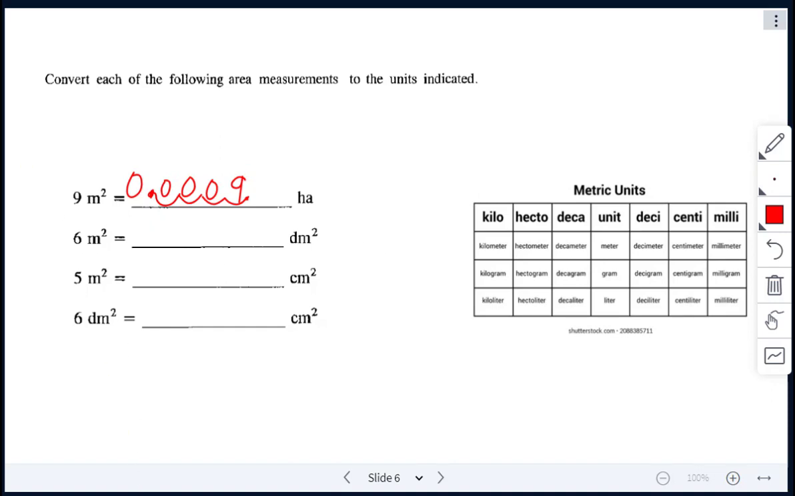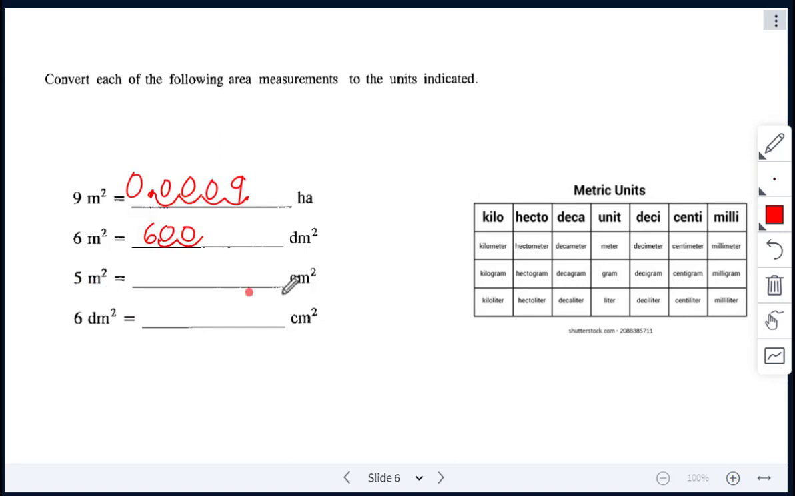All right, so for our next example, we have 6 meters squared, and we're converting it to decimeters squared. If it was a linear measurement, we would just move it 1 to the right. But because it's area, we have to double that. So 1 times 2, which is 2. So 2 places to the right. So 6 is here. That's where the current decimal point is. And we're going to move it 2 to the right. So that gives me 600 decimeters squared.